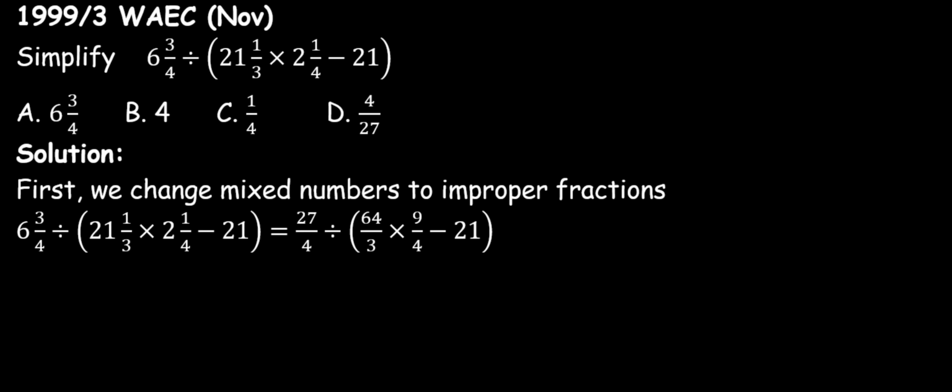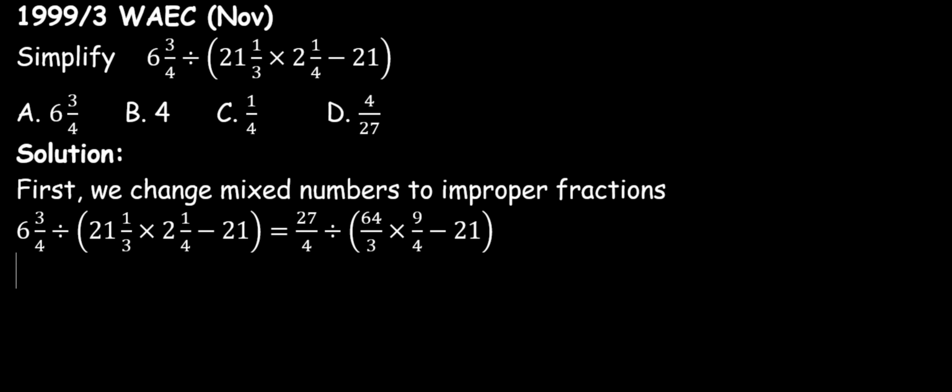That gives you 64 over 3, times 2 whole number 1 over 4. We transform to 9 over 4. How did it happen? 4 times 2 plus 1 is 9 over the 4 that is there. Our 21 minus 21 is the same as it were.